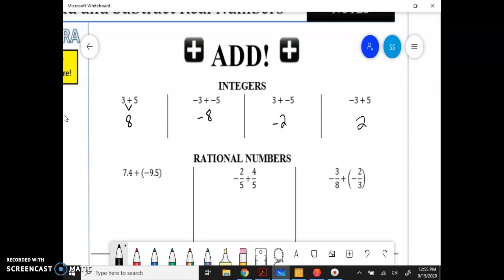Okay. I do like to try to avoid back-to-back signs here. So adding a negative is the same as subtracting. So you're going to get the same thing as if you do 3 minus 5. Not really an issue here, but when you get to back-to-back negatives, that will present a problem. But we'll get to that in the next video.